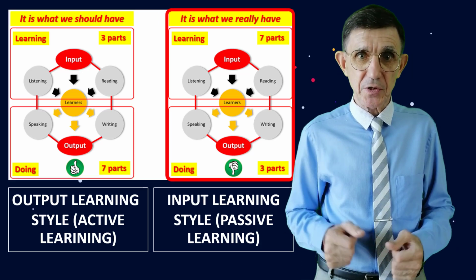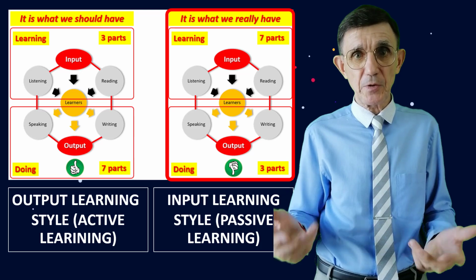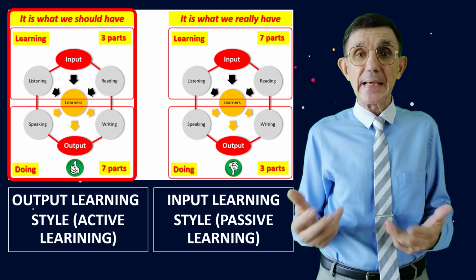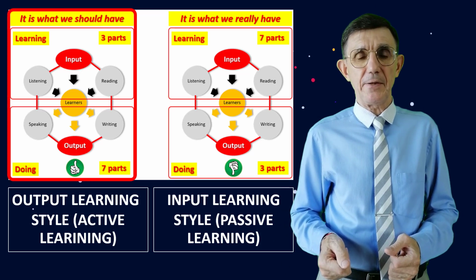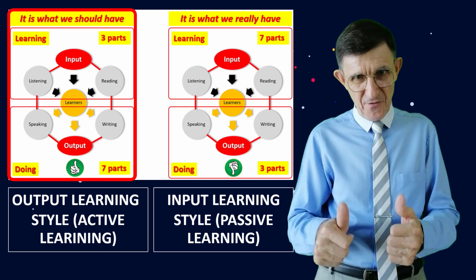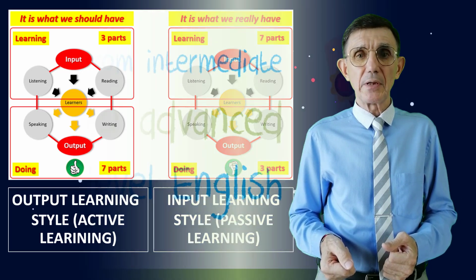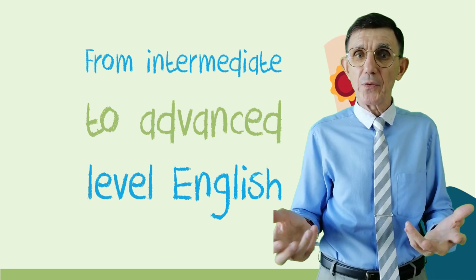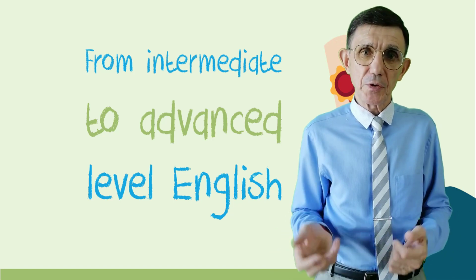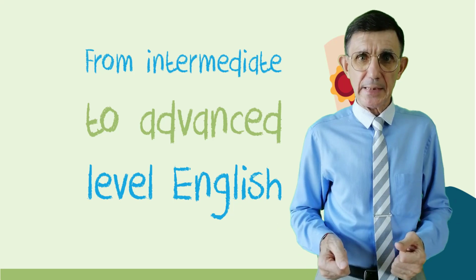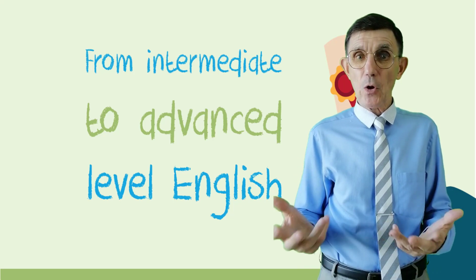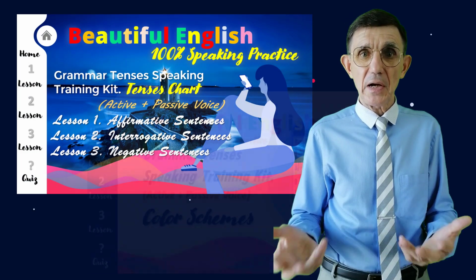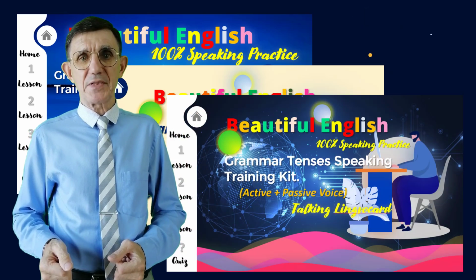Traditional education is arranged so that students have a lot of input units, but just a few output ones. The great advantage of this course is that it is designed for output learning style, and it is the reason why it is very effective. As I have stated in the previous video, this course is for intermediate or upper intermediate level students who are not happy with their speaking skills, want to improve them, and start speaking English fluently and correctly. The course consists of 3 speaking training tools: tenses charts, color schemes, and talking lingo cards.